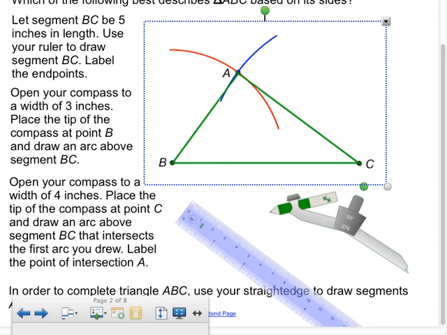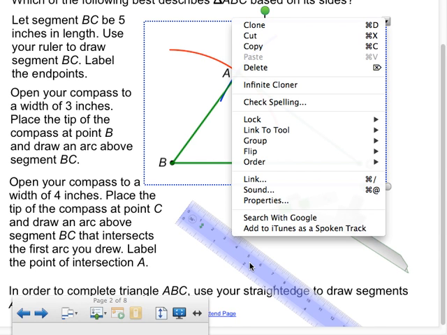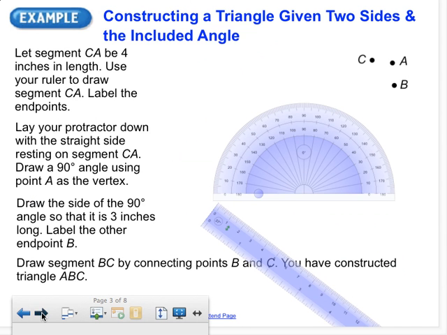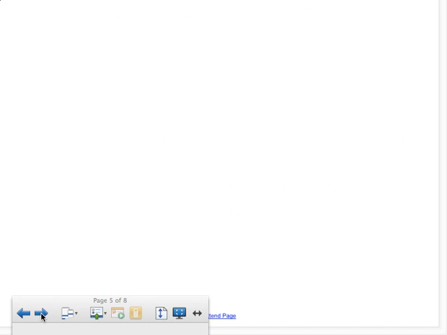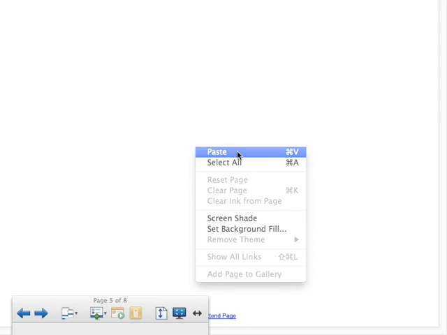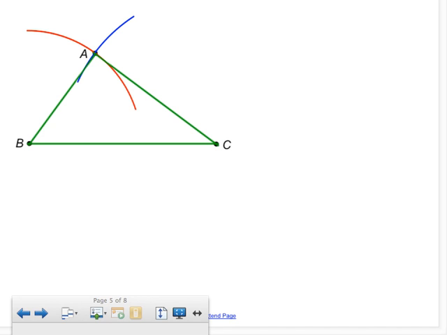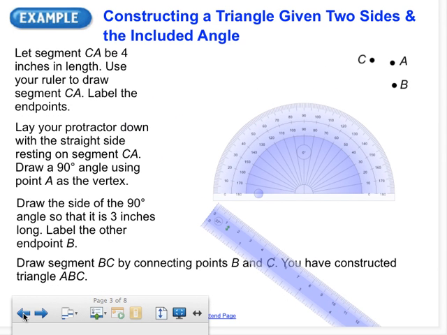Okay, I'm going to copy this, and I'm going to paste it here so we can make a comparison with our three triangles. So that's the first triangle we drew. Now we're going to draw a second triangle. Here it is. All right, this time we're not going to use the compass. We're just going to use the protractor and the straight edge.